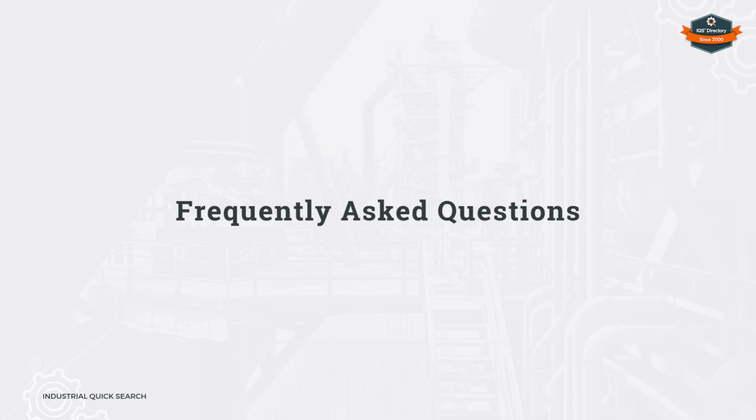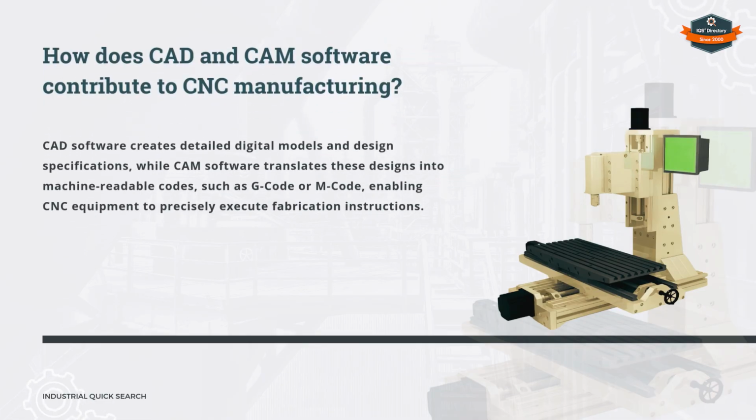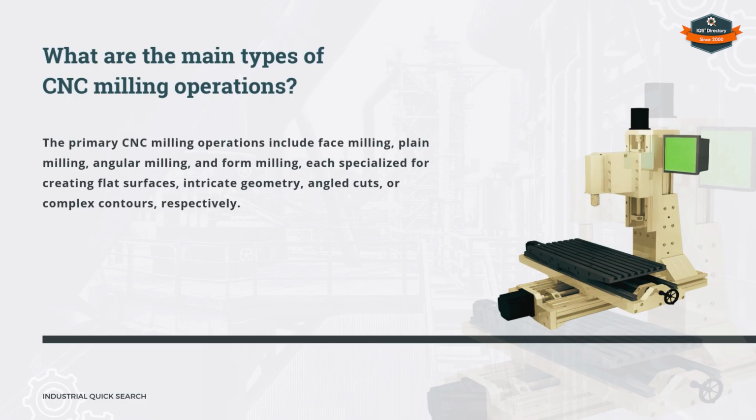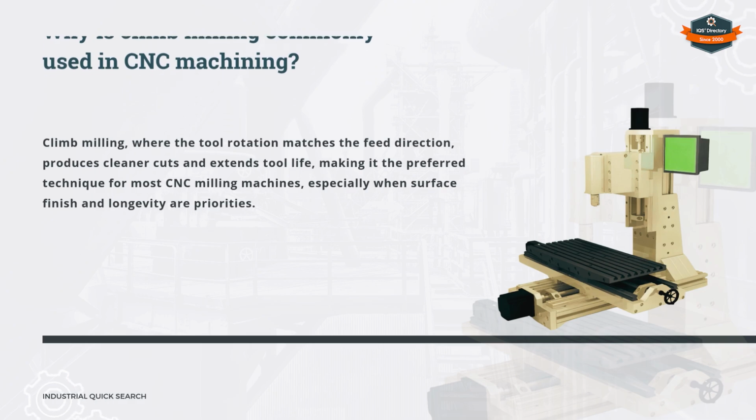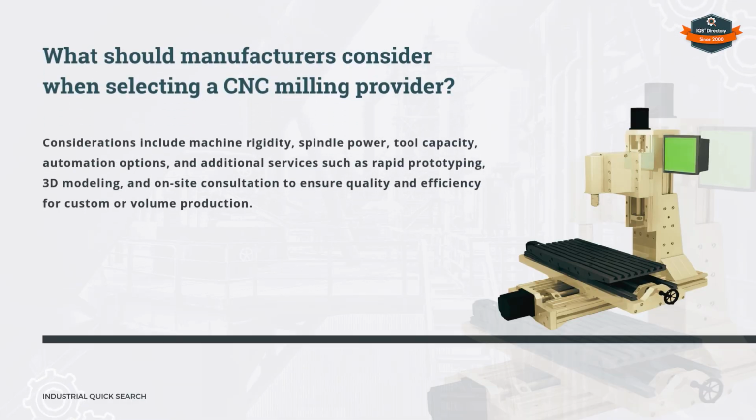Frequently asked questions. What is the CNC process and how does it differ from manual machining? How does CAD and CAM software contribute to CNC manufacturing? What are the main types of CNC milling operations? Why is climb milling commonly used in CNC machining? What advantages do multi-axis CNC milling machines provide? What should manufacturers consider when selecting a CNC milling provider?